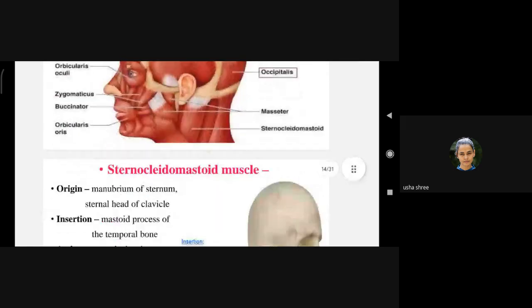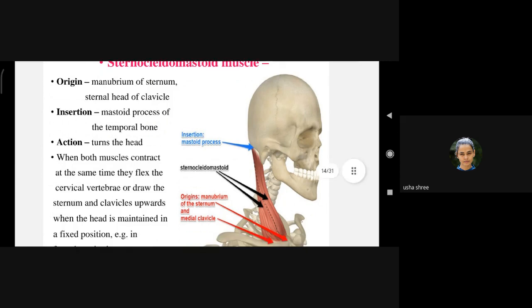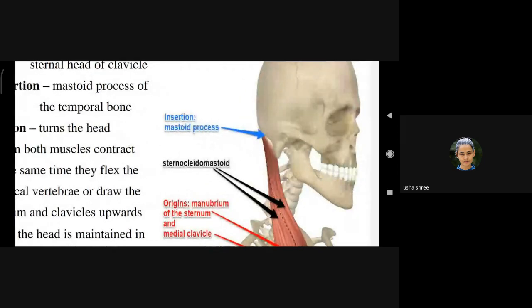Okay. Now the next muscle is in the neck, the sternocleidomastoid muscle. This is a very important muscle of the neck. Its origin is the manubrium of the sternum and the sternal head of the clavicle. You can see here it is originating at the back.